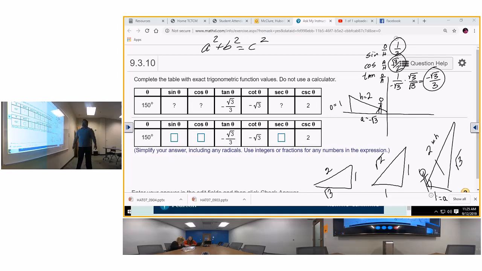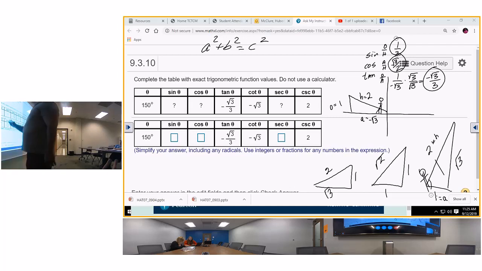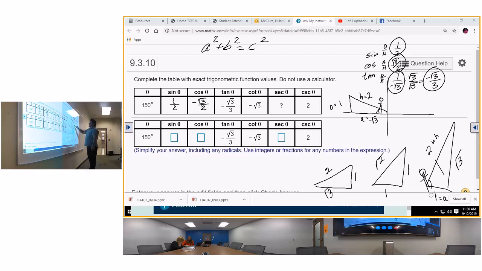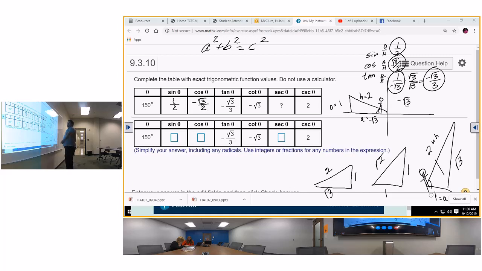So the first one is 1/2. Second one is negative square root 3 over 2. You saw that this is negative square root 3 over 3. So that's the reciprocal of this. And if you wanted to find the reciprocal, you do the reciprocal here. That's negative square root of 3.